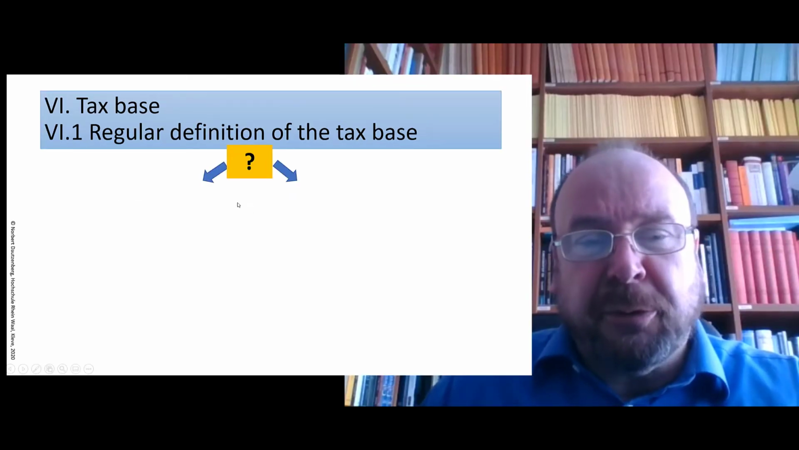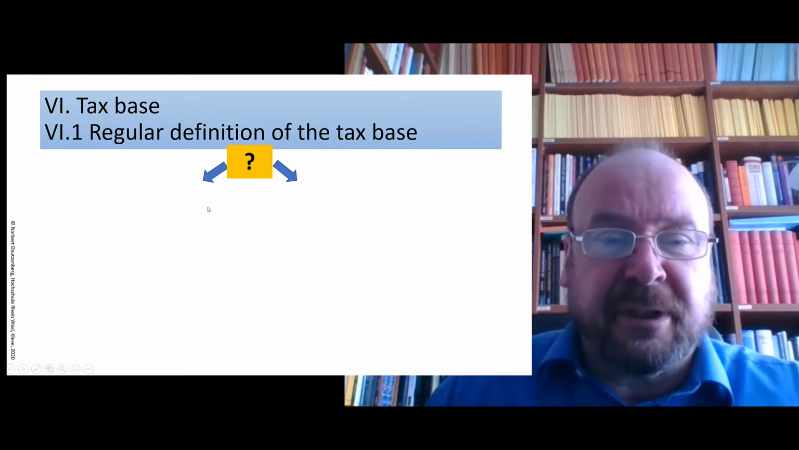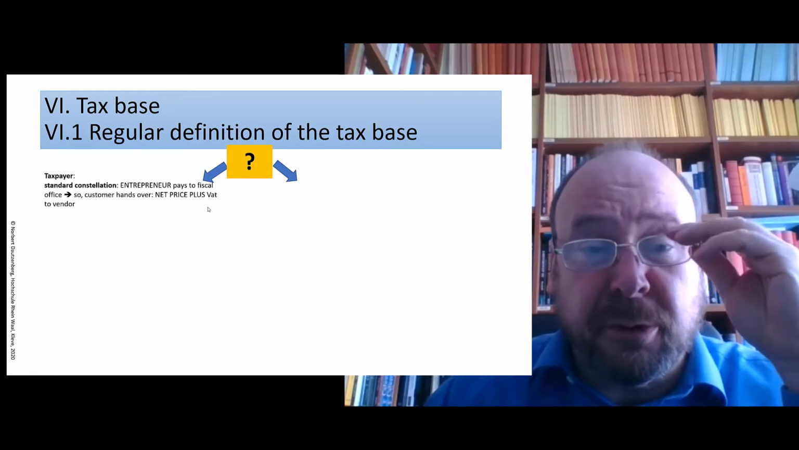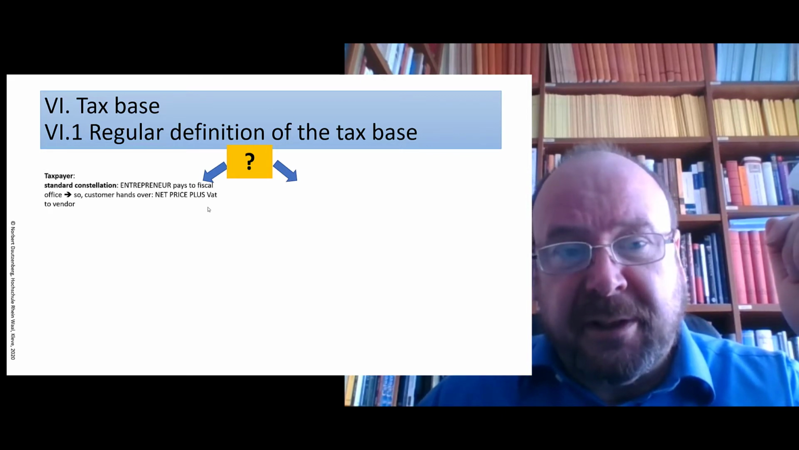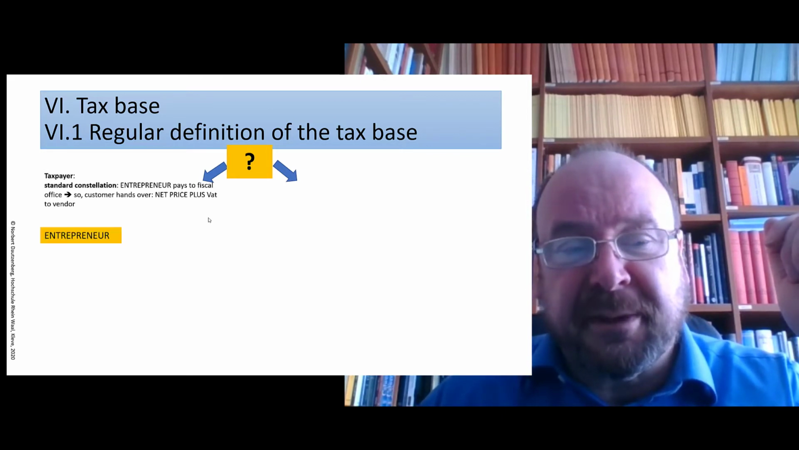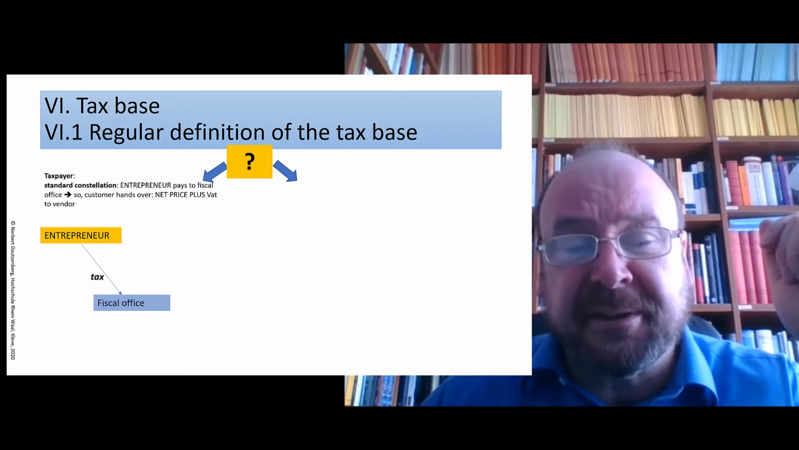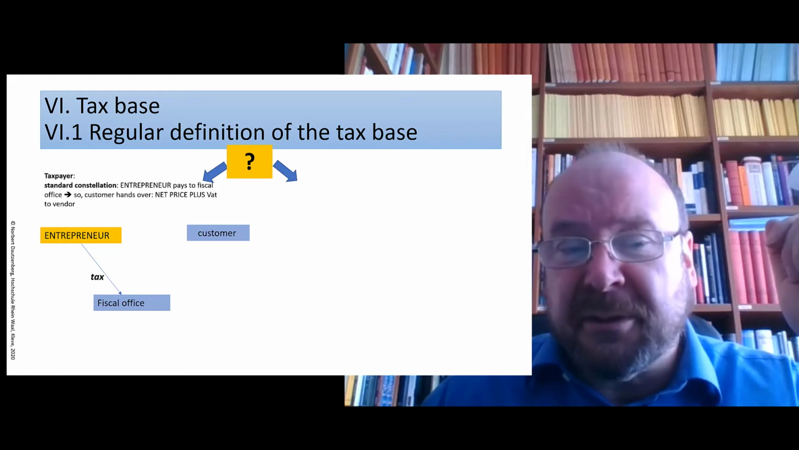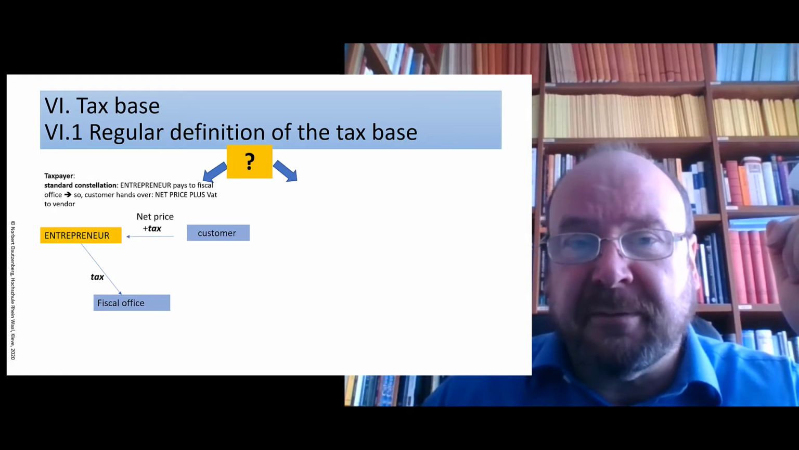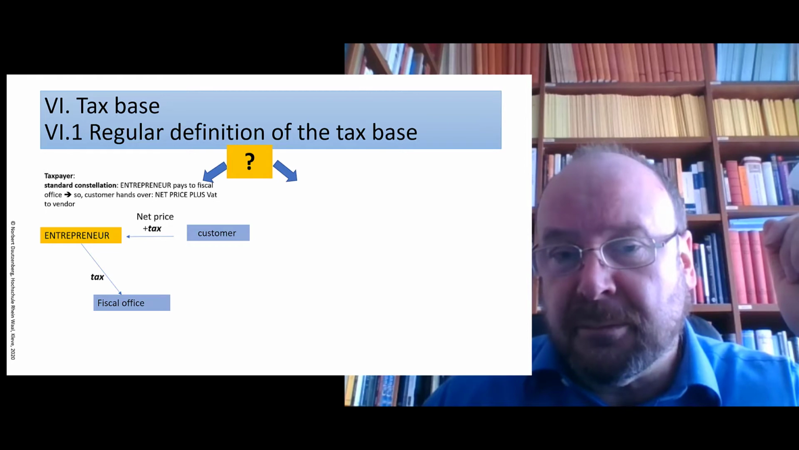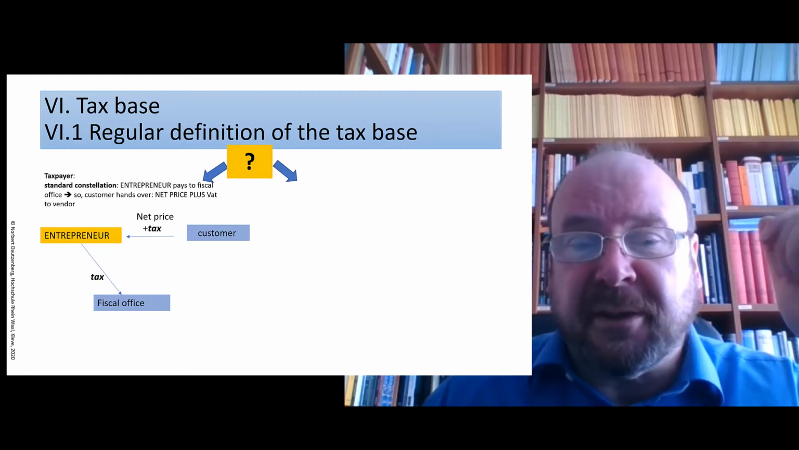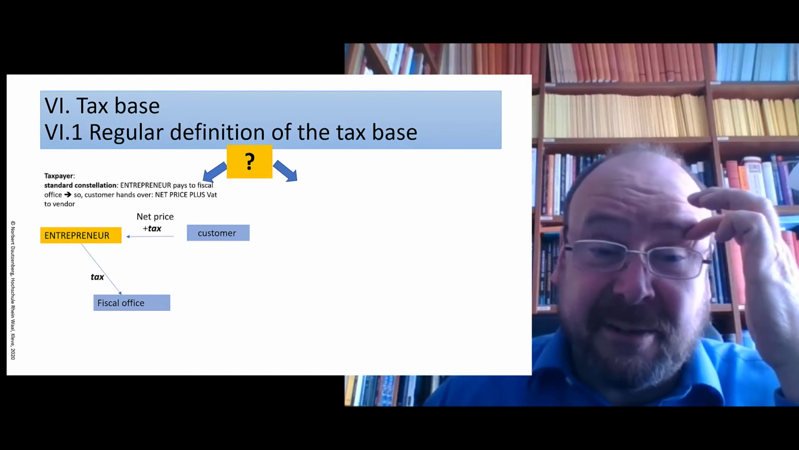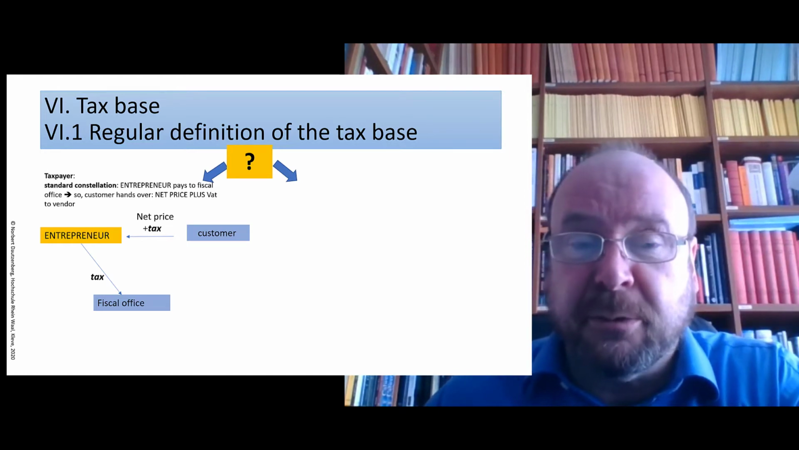Just to explain how it works, the standard situation is that the entrepreneur pays the tax to the fiscal authorities. So the customer hands over net price plus VAT to the vendor. The entrepreneur gives the tax to the fiscal office, and so asks the customer to pay net price plus VAT, because it's him or her who passes on that amount to the fiscal office, so he or she needs to get that tax amount from the customer too.